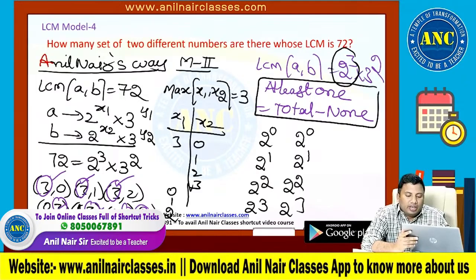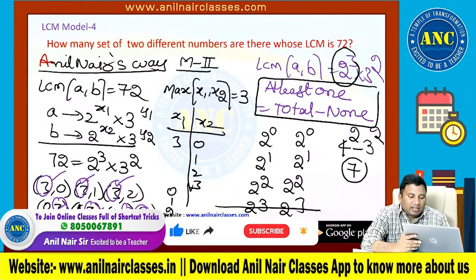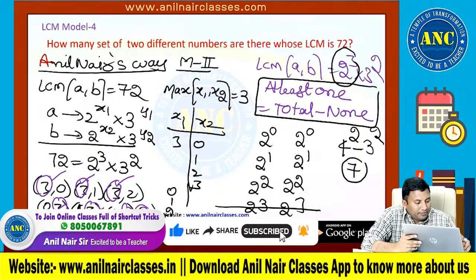All values given, 0 to 3 is 4, 0 to 3 is 4. Total cases I will get 4 square, minus none, remove the power of 3. 3 3s are 9. 16 minus 7 is 9, 7 cases. Please see what all these cases are.